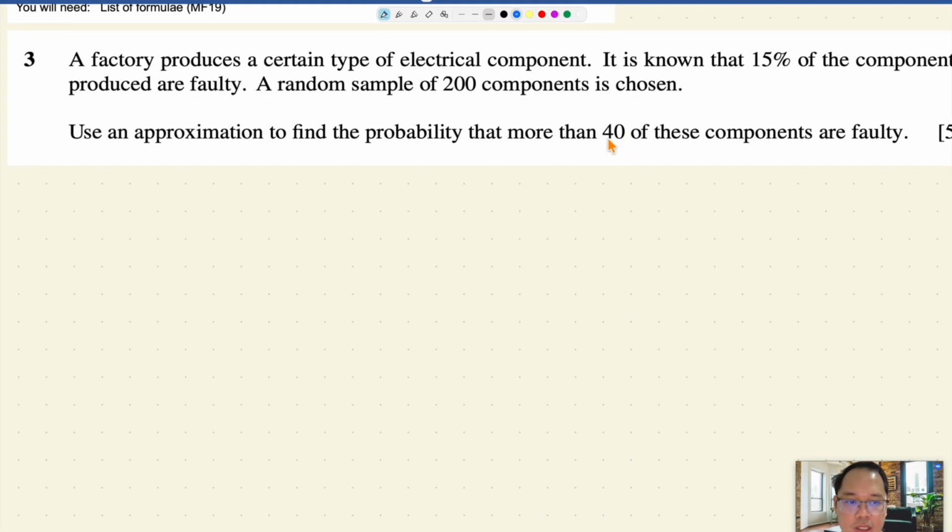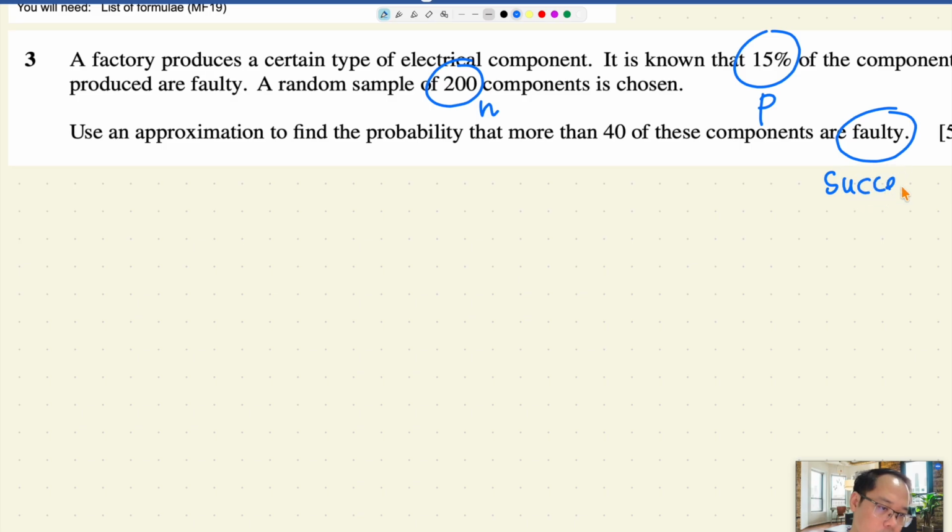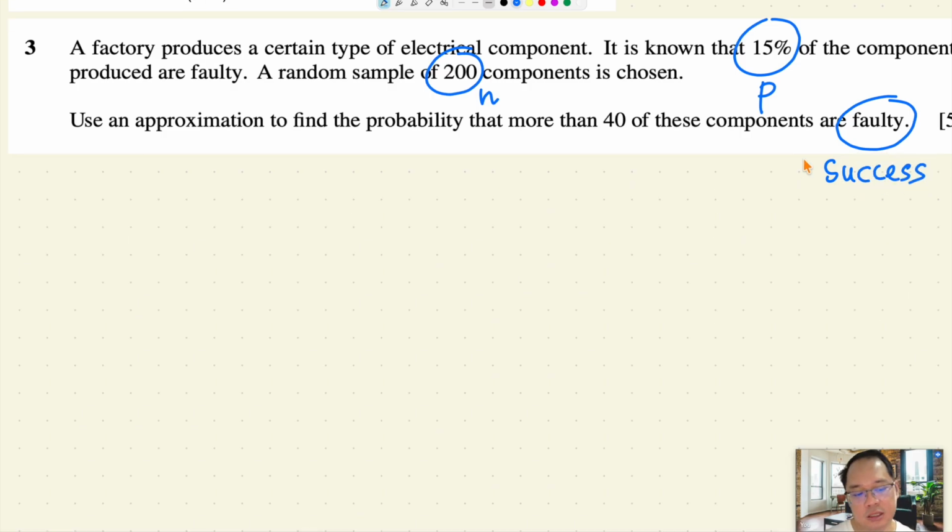Okay, firstly, we can see that the sample size n is 200, and the 15% is the probability of success. And success, in this case, is defined as the faulty product. Success doesn't mean something positive. In some questions it means a bad thing, in this case a faulty product.